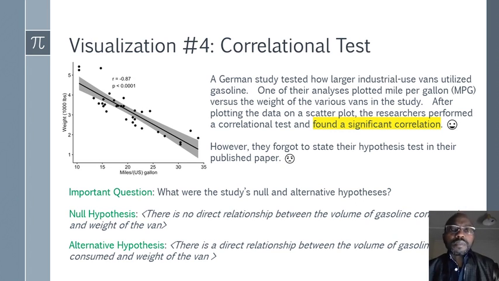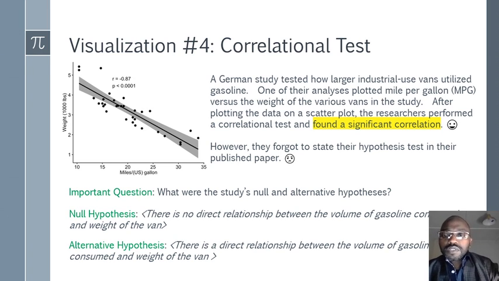So here we're talking about a fourth example where we're using scatter diagrams, and this one talks about correlational tests. So I'll quickly read through this. A German study tested how larger industrial use vans utilize gasoline. One of the analyses plotted miles per gallon (mpg) versus the weight of the various vans in the study. After plotting the data on a scatter plot, the researchers performed a correlational test and found a significant correlation.